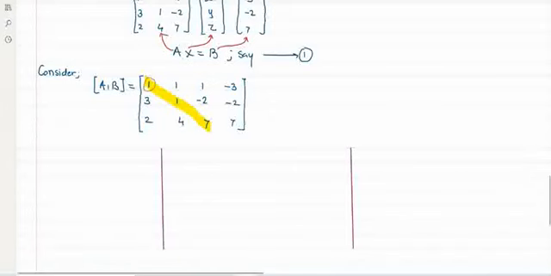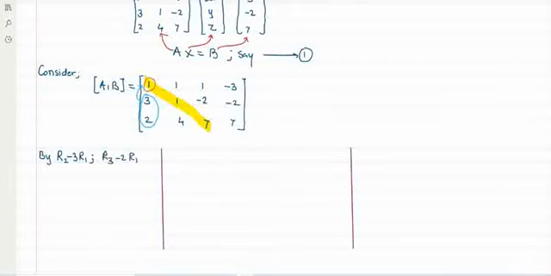Now my target is that the elements below A11 you have to reduce to 0 using R1. Tell me the transformation. R2 minus 3R1, and R3 minus 2R1. Correct? So the new equivalent matrix.